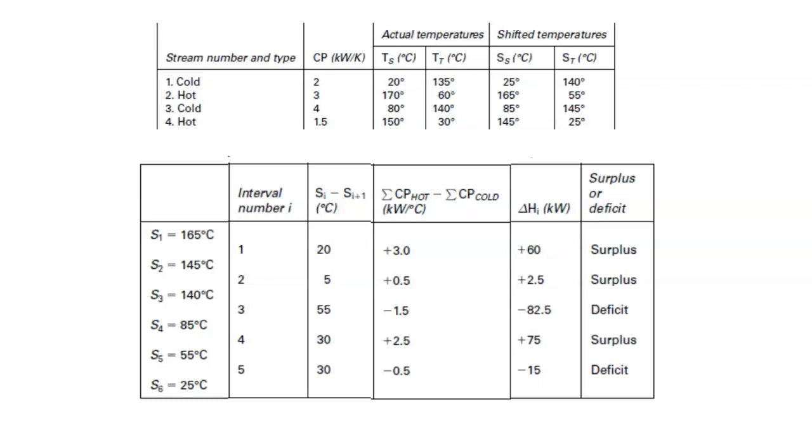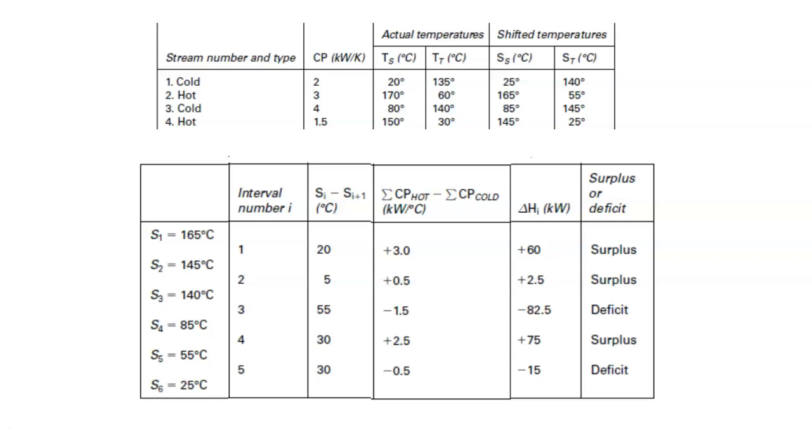So every plus is a surplus. That means that much amount of energy this particular interval can pass on to the next interval which is lying at a lesser temperature. And minus 82.5 means this much amount of energy this particular interval requires. You can see that we have 75 kilowatt of energy just below minus 82.5. But can I transfer this from here to here? The answer is no. The reason is that this energy is available to me at a lower temperature than this. So the direction of the transfer of energy will always be from the higher temperature to the lower temperature.